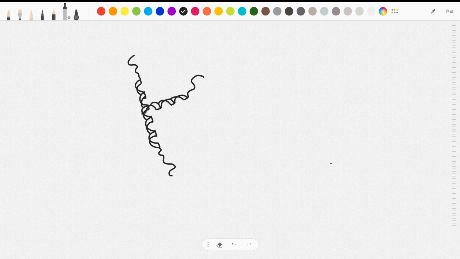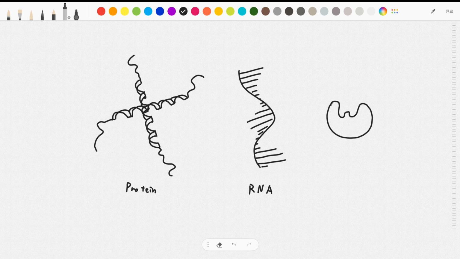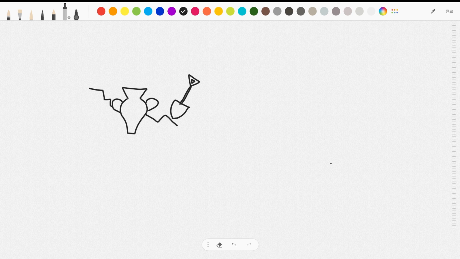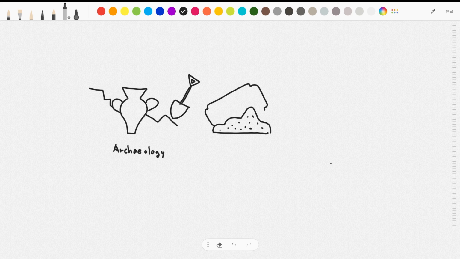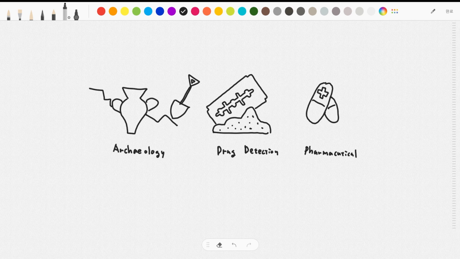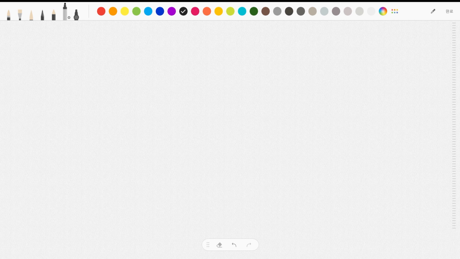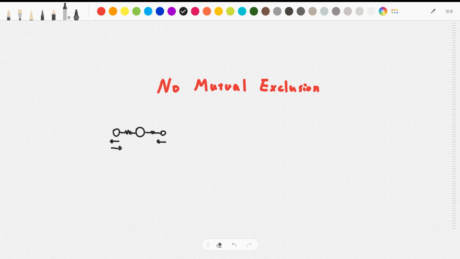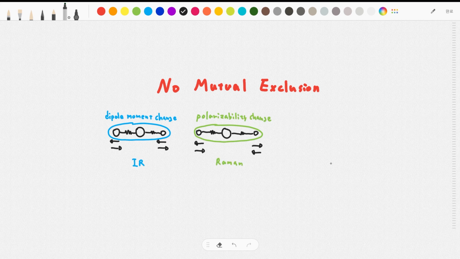SERS is expected to be broadly used in single molecule detection, such as biosensors of proteins and biomarkers for disease diagnosis, archaeological research, forensic science such as drug detection, and even in pharmaceuticals. One interesting thing is that there is no mutual exclusion in SERS, because for SERS, the symmetry can be broken as the molecules are adsorbed on the rough surface, and it makes both dipole moment and polarizability change possible, showing additional modes in the Raman spectrum.